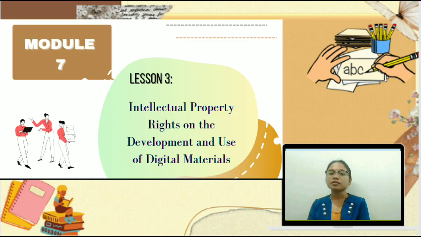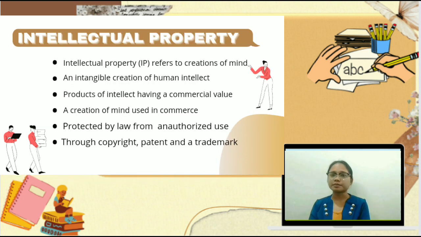Thank you, Miss Bornia. Now let's start the discussion on Lesson 3, which is all about intellectual property rights and the development and use of digital materials. What is intellectual property? Intellectual property refers to the intangible creation of the human mind accompanied with intelligence. It is a work or invention that is the result of creativity, such as a manuscript or a design. It is property protected by law since it arises from the human intellect. Examples of intellectual property are inventions, literary and artistic works, designs and symbols, names and images used in commerce.